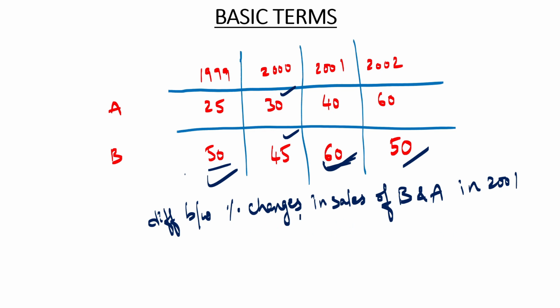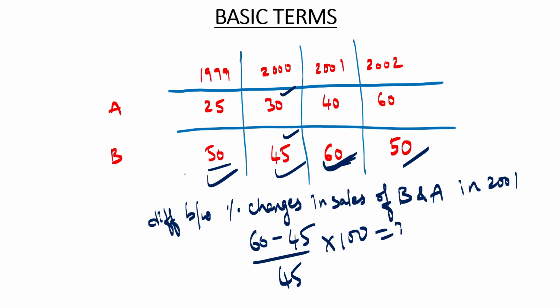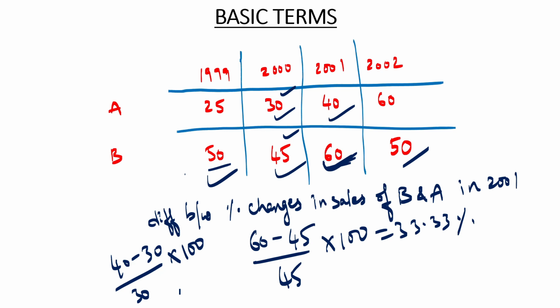So percentage change in sales of company B in 2001 is 60 minus 45 by the base value, that is 45, into 100. This will be equal to 33.33%. Consider company A, this will be 40 minus 30 by the initial value, which is 30, into 100. This will be equal to again 33.33%. So we are asked to find the difference between these two percentage changes. This will be equal to 0.